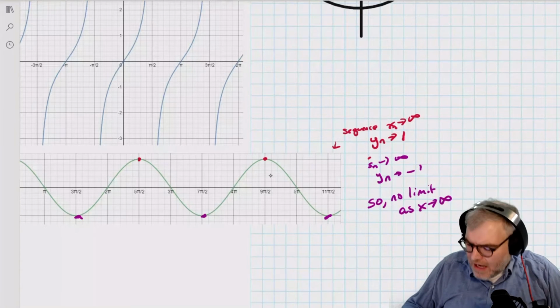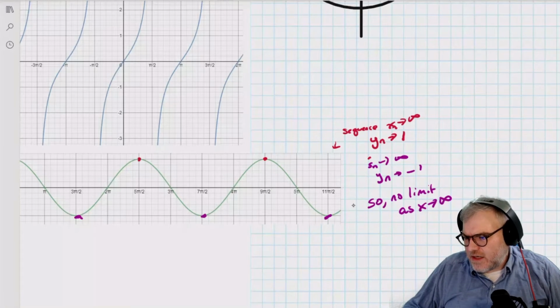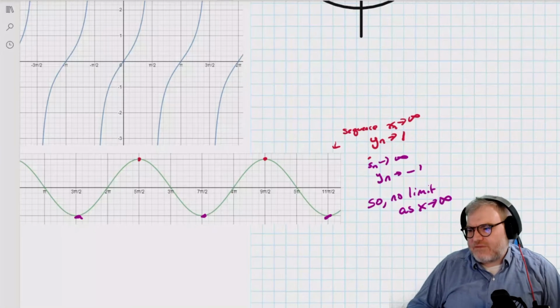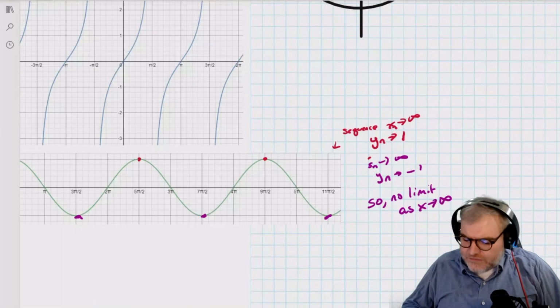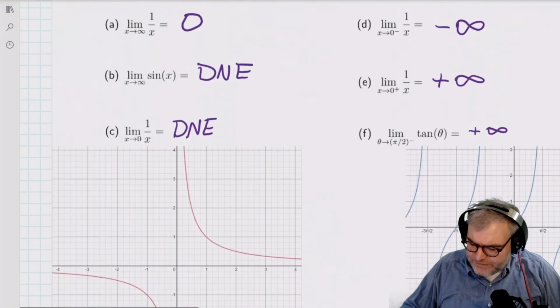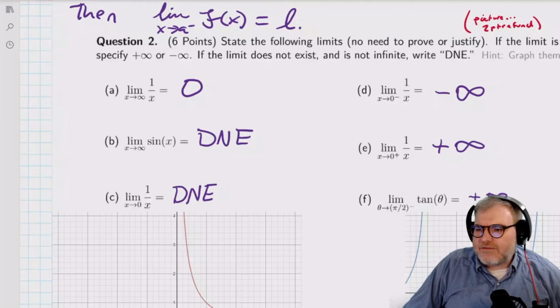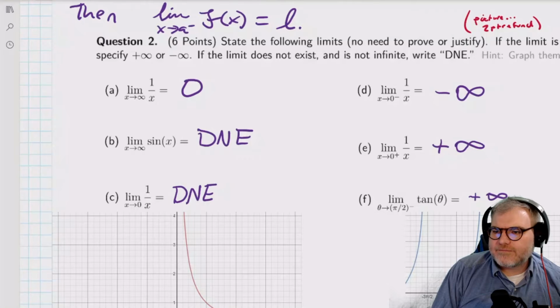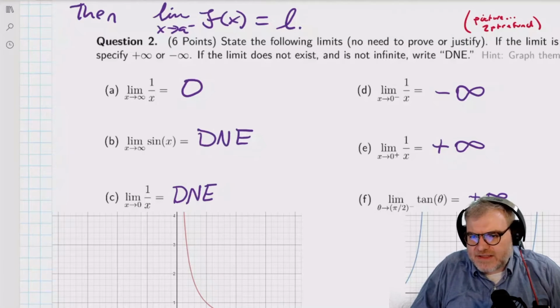Right, it never settles. I could pick a sequence that goes to positive 1. I could pick a sequence that goes to negative 1. All right? Which means that I don't have convergent behavior. I could even pick a sequence that lands me at 0. It never settles. So this does not exist. All right, 1 to 5. How do we feel about that? So sine never settles as x goes to infinity.